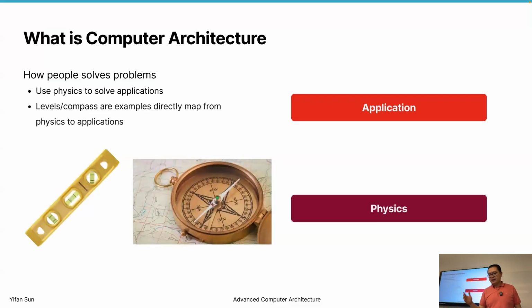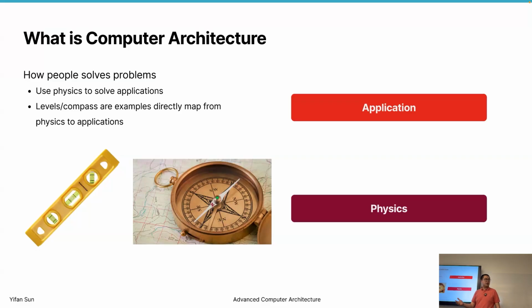For some very basic cases, we can almost directly use physics to solve problems. For example, that's a level and that's a compass, right? We can directly use magnets to point to north and south, and then we almost directly solve the problem. That's not that hard, and we don't really need a technology stack. A single person may be able to produce these types of tools.